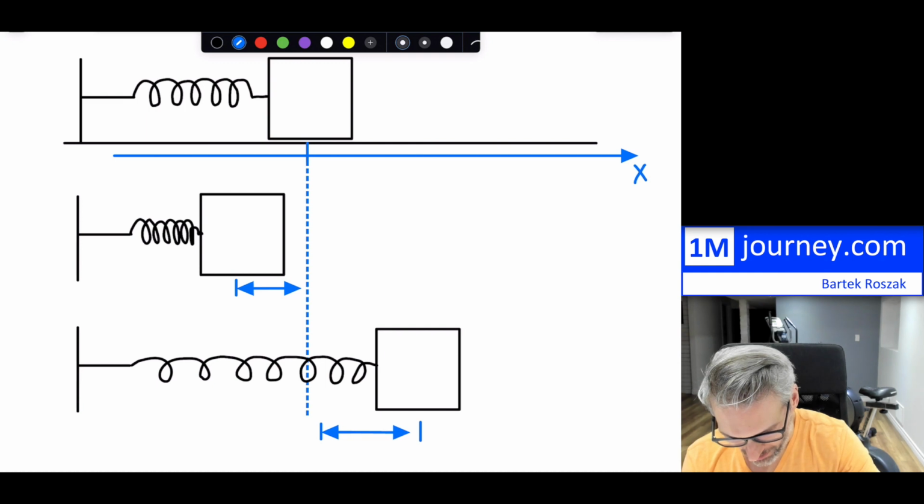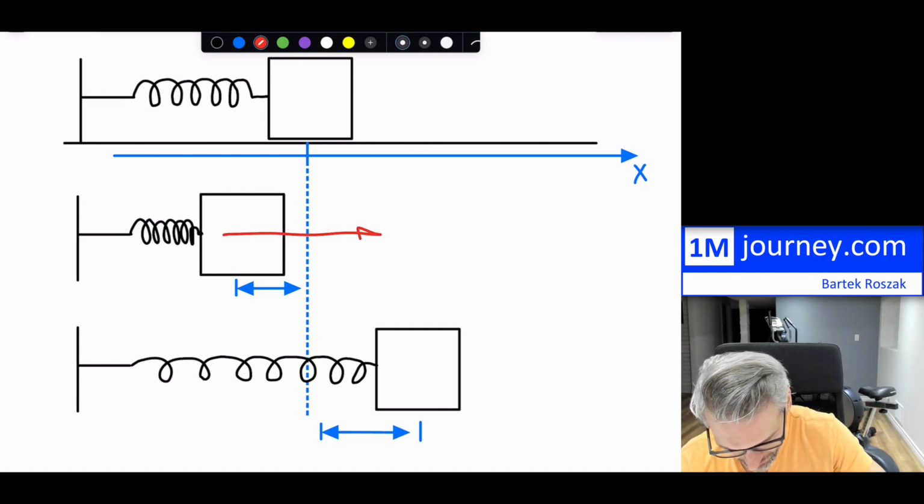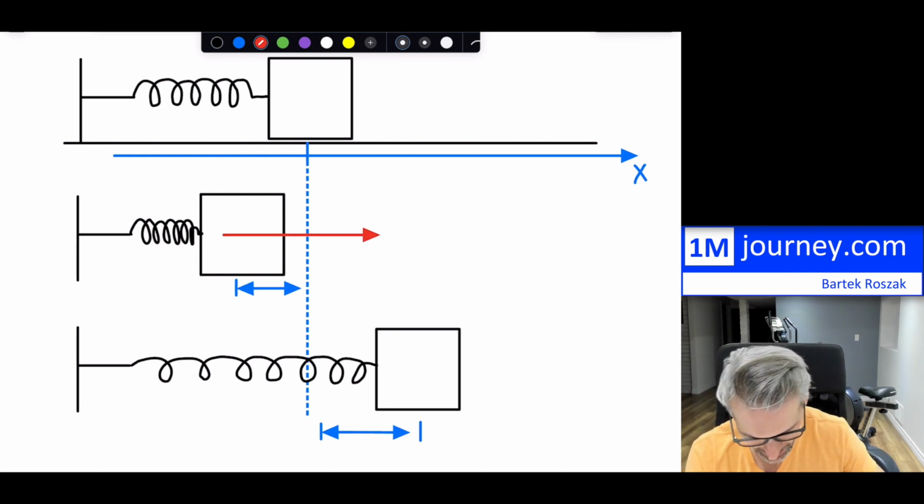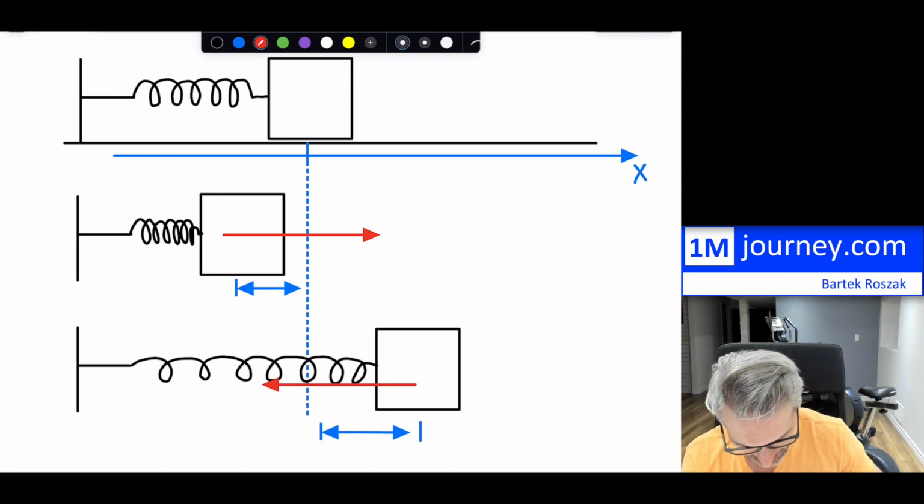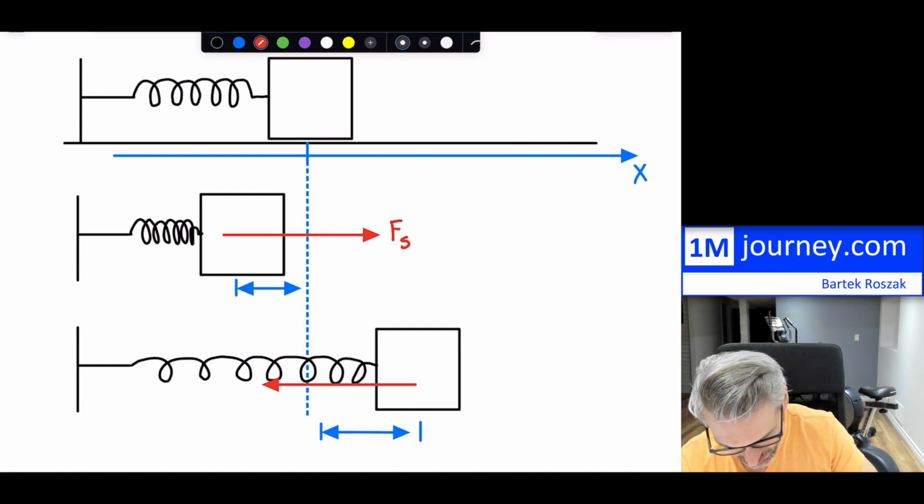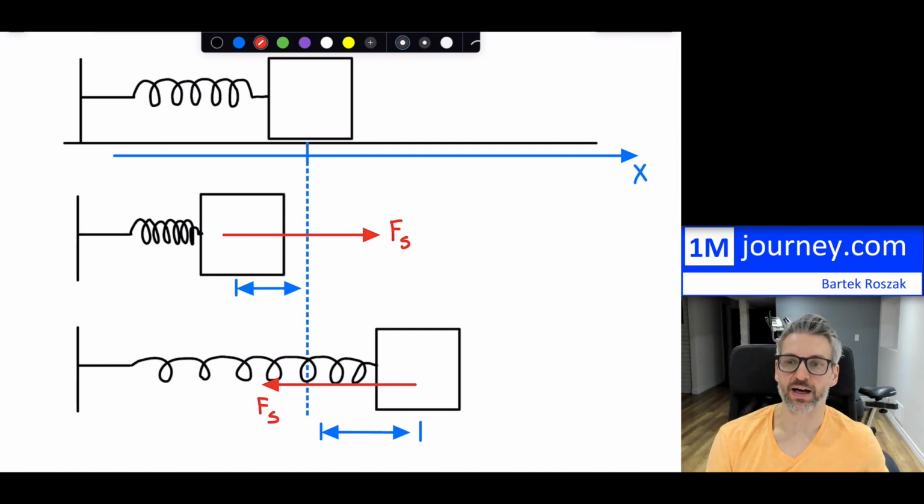What I am referring to is that in this particular case, there's going to be a force which is going to want to try to push you back in this direction. And in the second case, there's going to be a force which is going to want to pull you back in this direction. We call this the force that the spring is exerting on you.